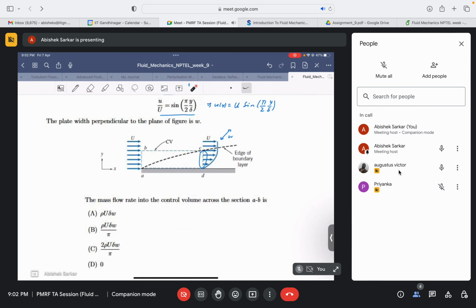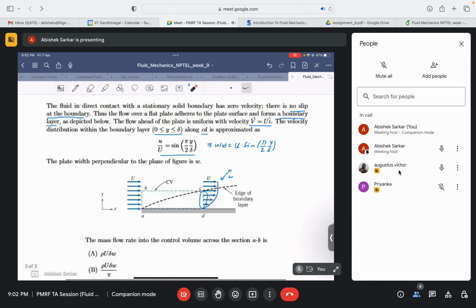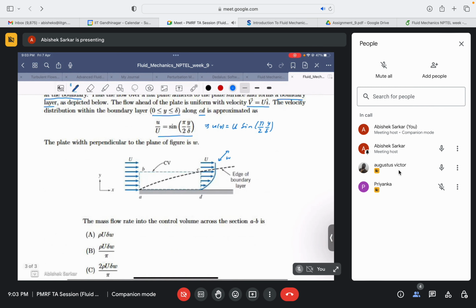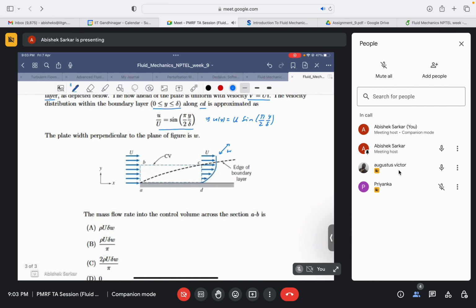Given this idea, you need to find the mass flow rate in the control volume across the section AB, and for simplification you can take the flow as steady. Or essentially, I will simplify the question even further. You need to find the mass flow rate through all 4 sides of the control volume. Find the mass flow rate and tell me what would be the answer.